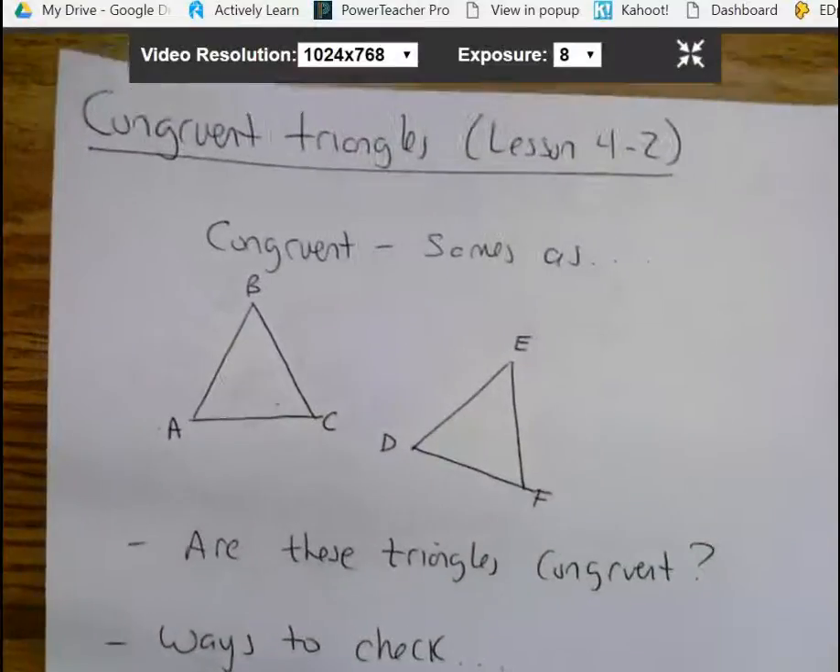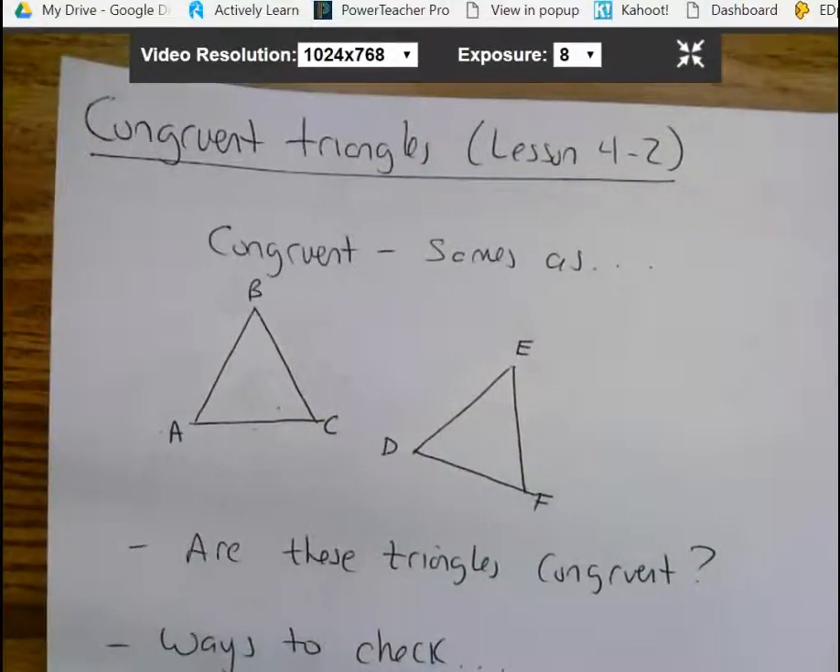Alright, so this could be our next note. This is on congruent triangles. This is lesson 4.2 from your book, the next lesson. And here we're talking about something that's congruent, or congruent triangles. And if you remember, and I'm sure you do, congruent means the same as, really almost equal to.